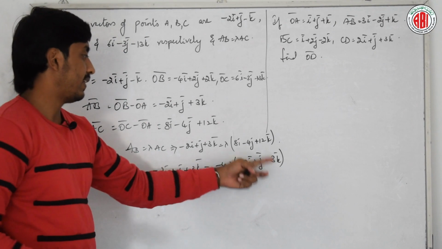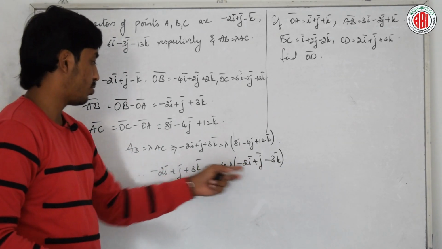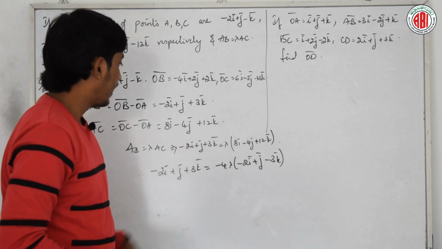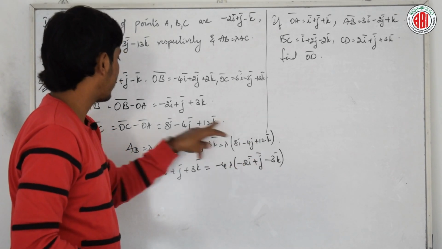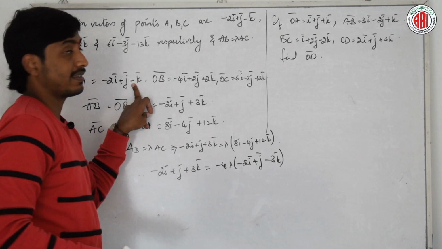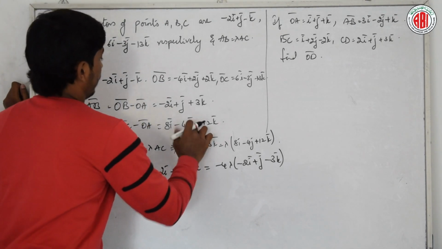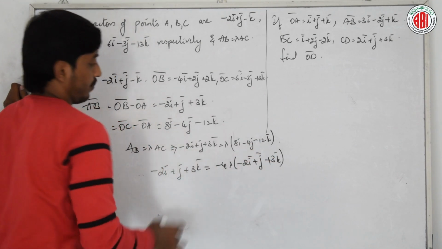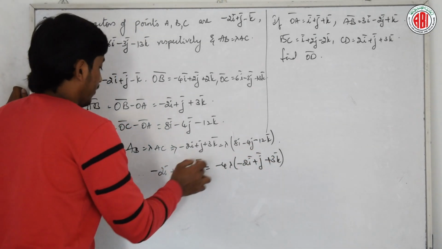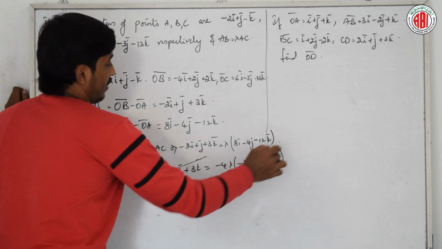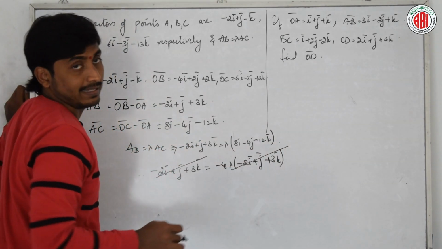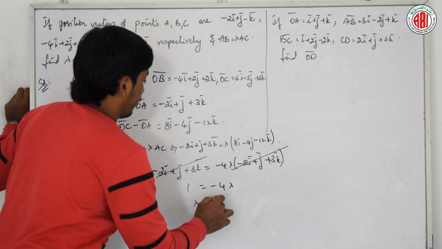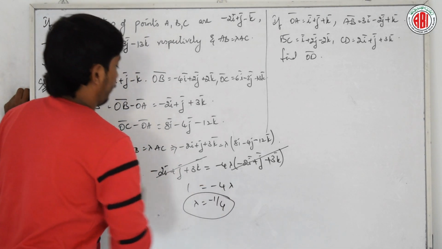Right? Now check whether all are equal. Minus 2i plus j plus 3k minus 3k. Let us check, is this plus? Minus 13 plus, this is minus 12. These are the basic things which you will always get confused. Okay. Now if you observe, minus 2i plus j plus 3k, minus 2i plus j plus 3k got cancelled. It is 1 is equal to minus 4 lambda, lambda is equal to minus 1 by 4.